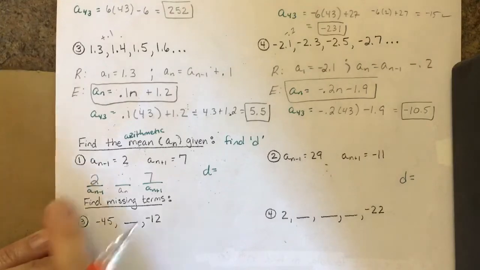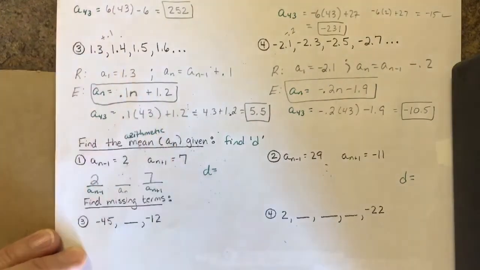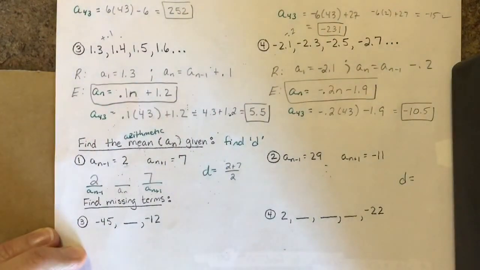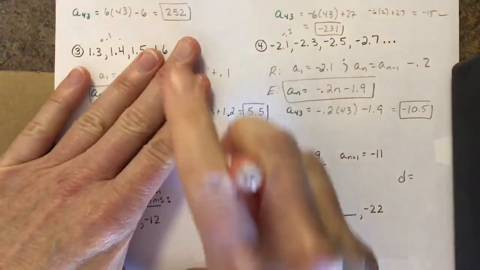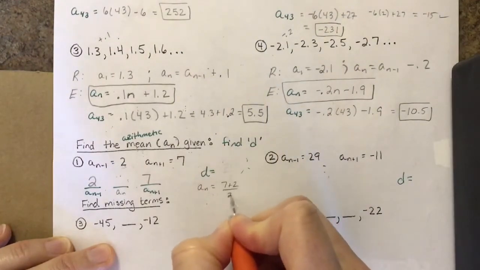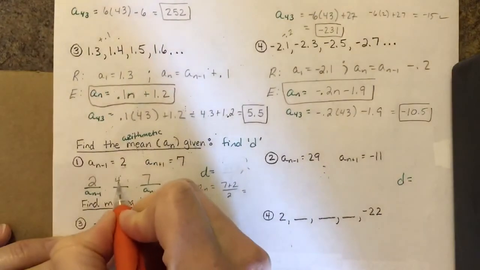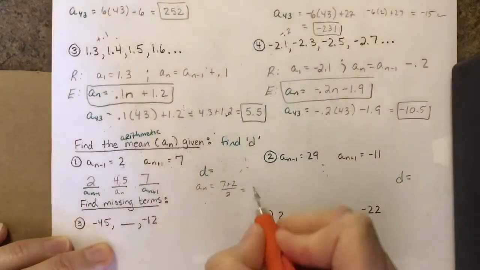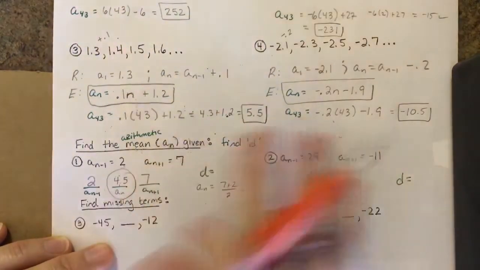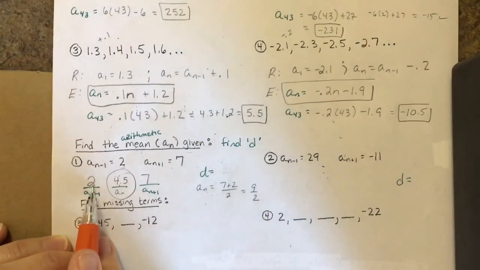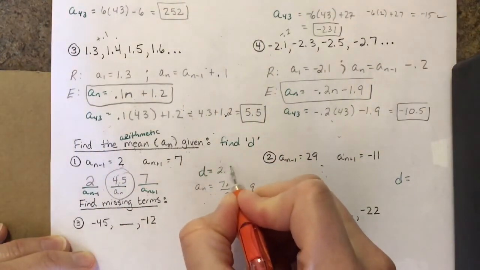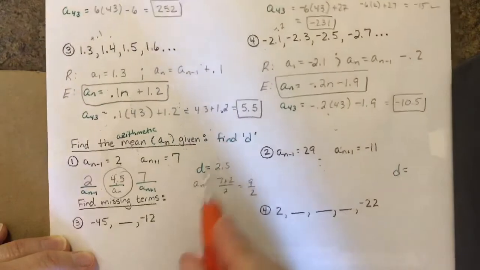All you need to do is find the arithmetic mean, the average. Add them up and divide by 2. A sub n is 9 halves, 4.5. Now, what would the common difference be? You're going up by how much each time? 2 plus what is 4.5? 2.5. There's the common difference.